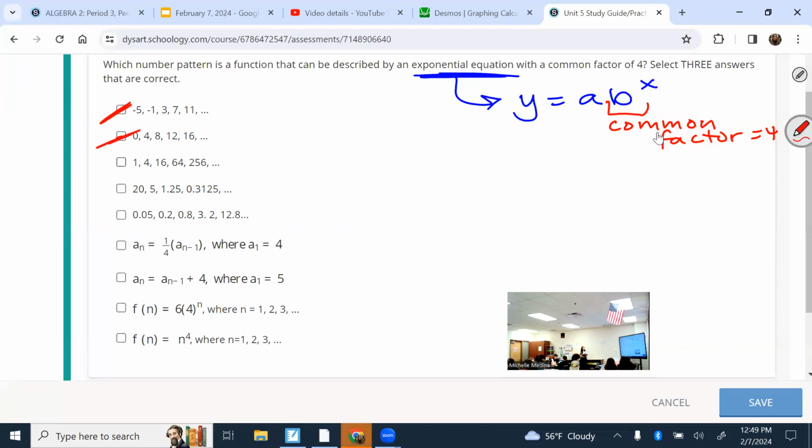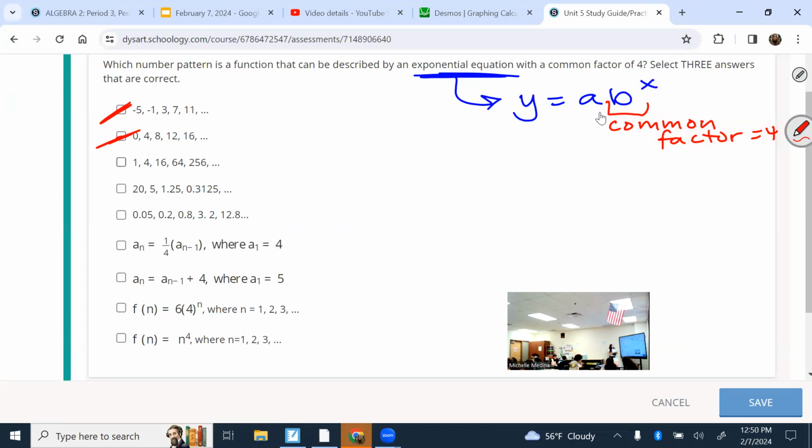No, so then don't pick that one. These are trying to trick you by adding 4 each time. That's not the same thing as common factor. That's not an exponential function. That would be linear if it's adding the same amount each time. So we're looking for our exponential functions with a common factor of 4.